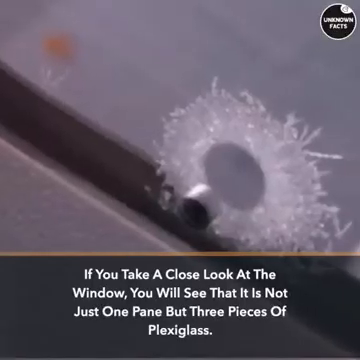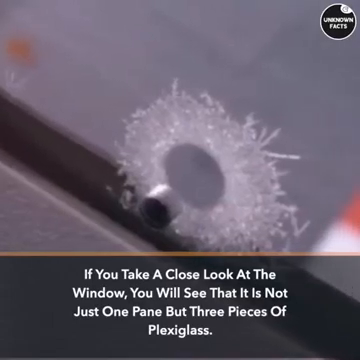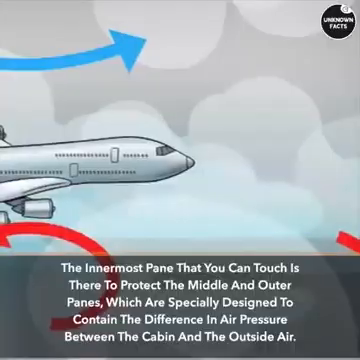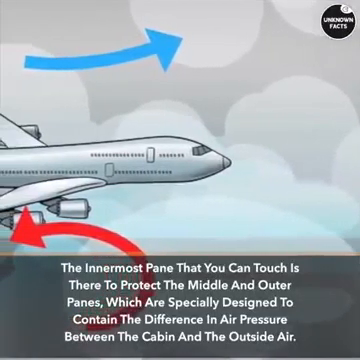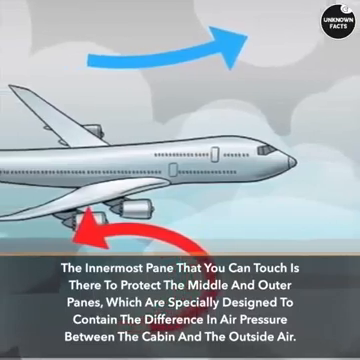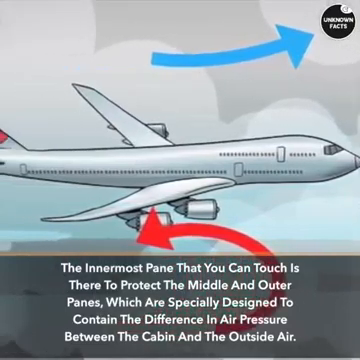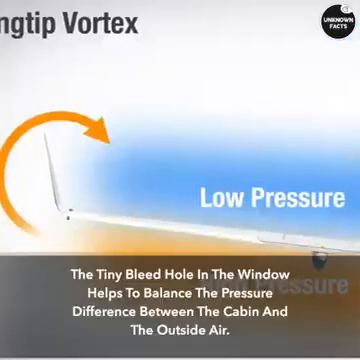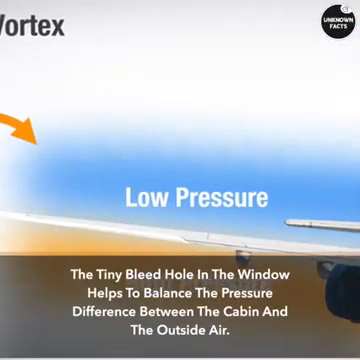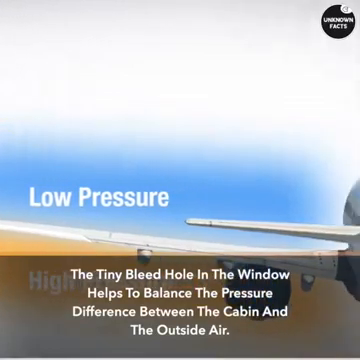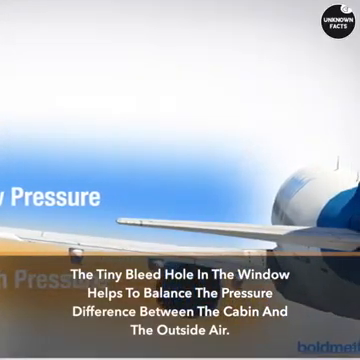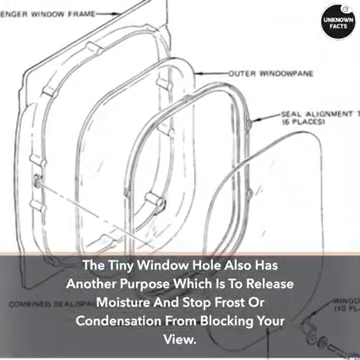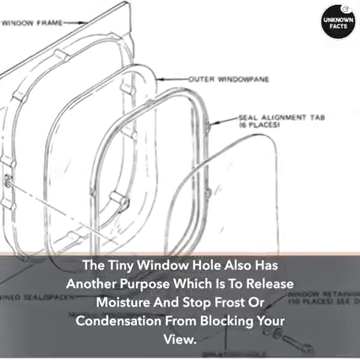If you take a close look at the window, you will see that it is not just one pane but 3 pieces of plexiglass. The innermost pane that you can touch is there to protect the middle and outer panes, which are specially designed to contain the difference in air pressure between the cabin and the outside air. The tiny bleed hole in the window helps to balance the pressure difference between the cabin and the outside air. The tiny window hole also has another purpose, which is to release moisture and stop frost or condensation from blocking your view.